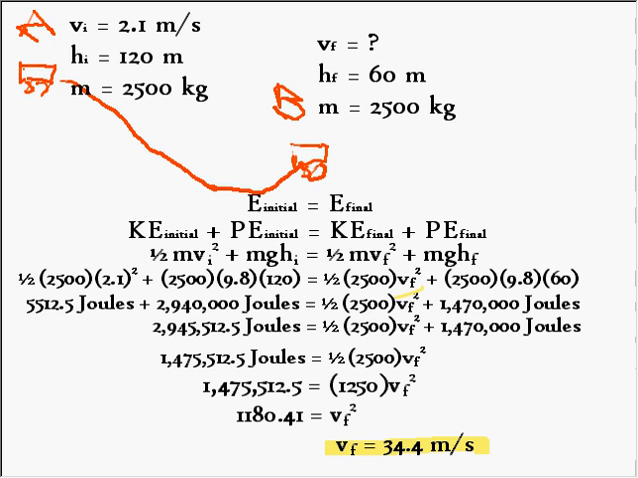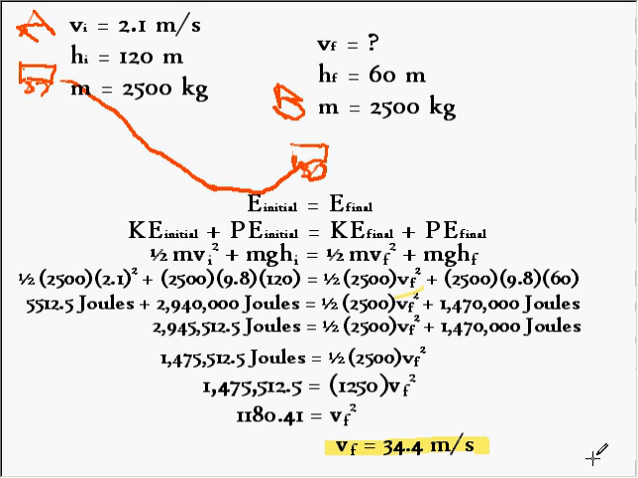And this number here is very reasonable. 34.4 meters per second. If we multiply by 2.24 miles per hour for every meter per second, it's roughly a little bit over 70 miles an hour, which is very reasonable in terms of the ride. And there you have it.